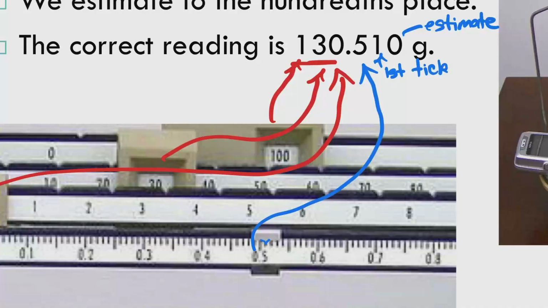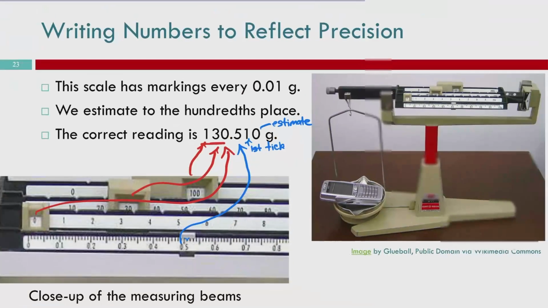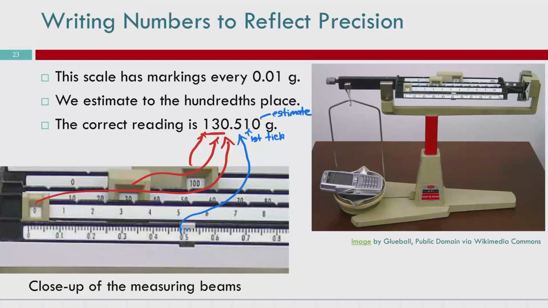Hopefully that's making sense. For estimating things, this 0, if it's right on the mark, that's usually where people forget to include it as an estimate. You do still have to include that 0. It's very important.